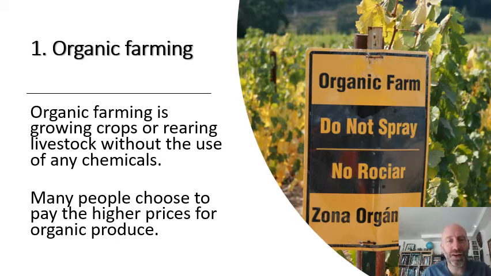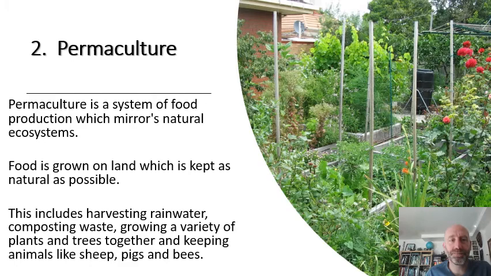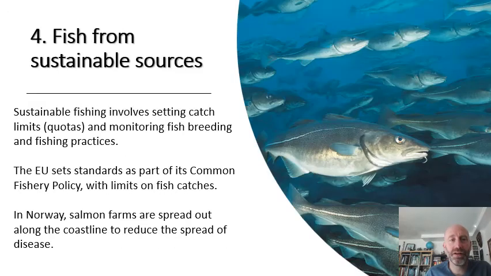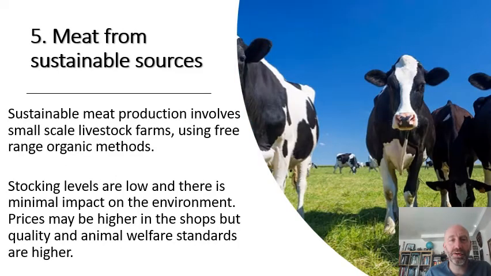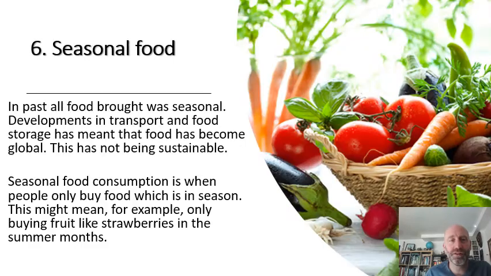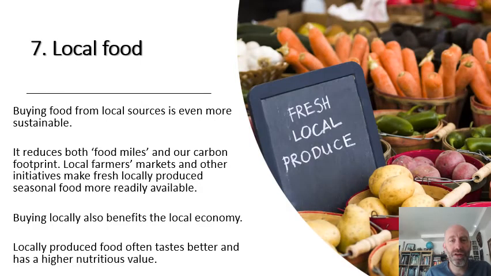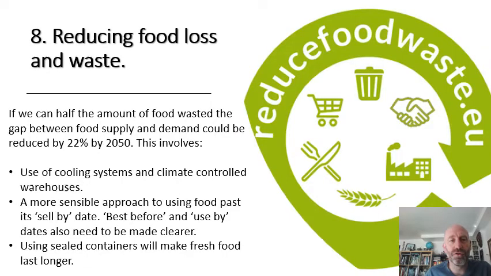So on the next few slides, you'll see that there are the different strategies. So permaculture, urban farming, fish from sustainable sources, meat from sustainable sources, seasonal food, local food, and recycling and actually reducing food loss and waste.